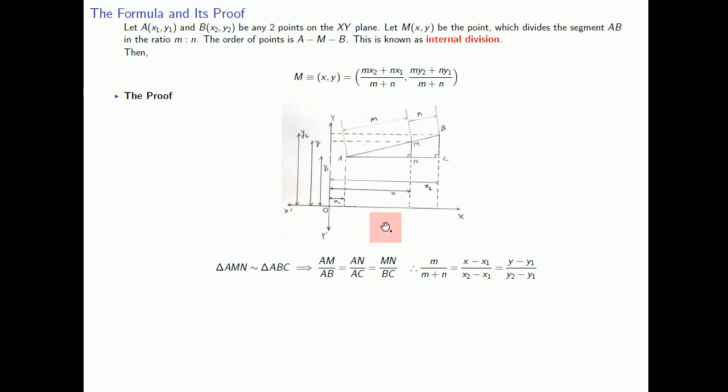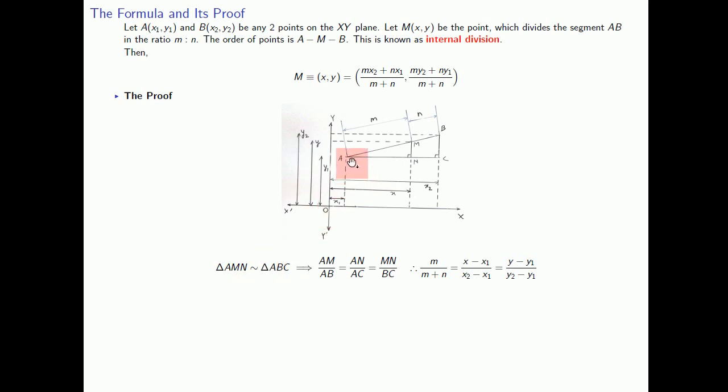In this figure, if you can see, I have drawn the segment AB and I have shown the point M here. So you can see that segment AM and segment MB, the ratio of their lengths is m is to n. The coordinates of A are (x1, y1). The coordinates of B are (x2, y2). And coordinates of point M are (x, y). And we want to find the expressions for x and y. Now we will use the similarity of triangles to start with.